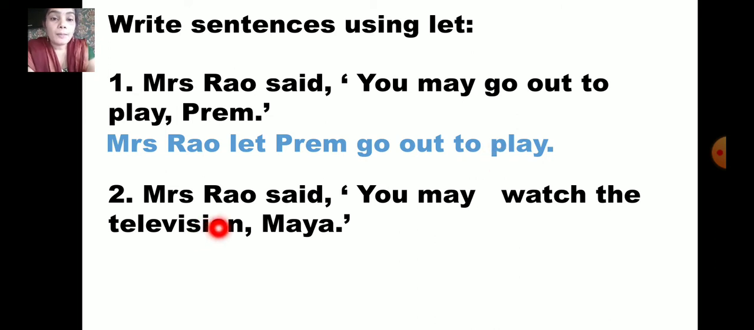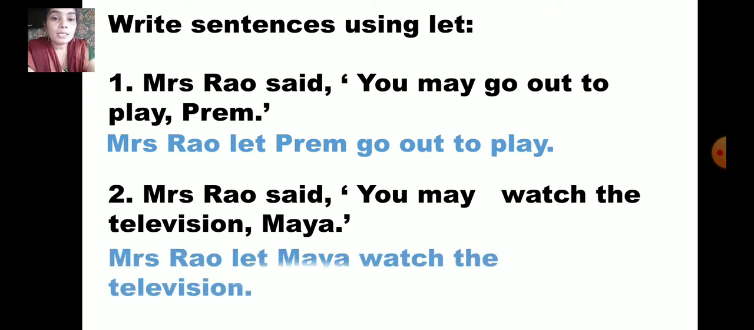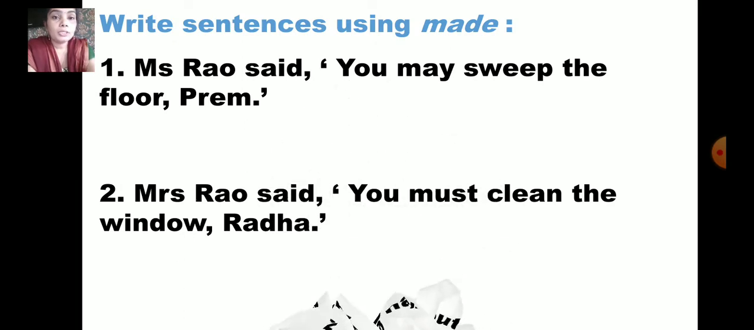Number 2. Mrs. Rao said, "You may watch the television, Maya." So, what is Mrs. Rao saying? She's giving the permission to watch the television. To whom? Maya. So, Mrs. Rao let Maya watch the television. Now, let's move on to the other questions.